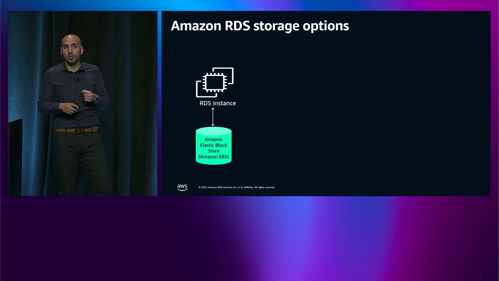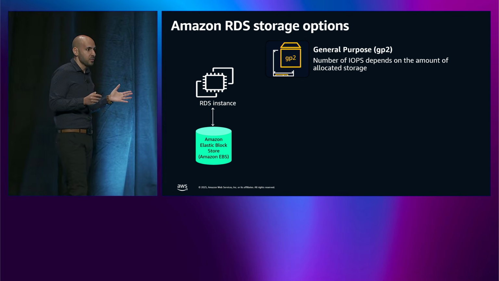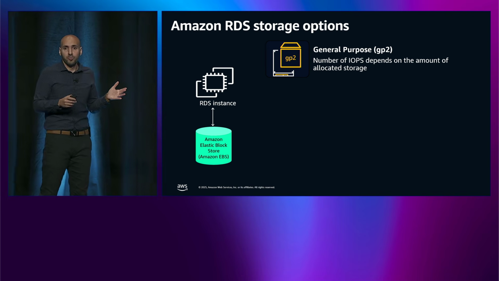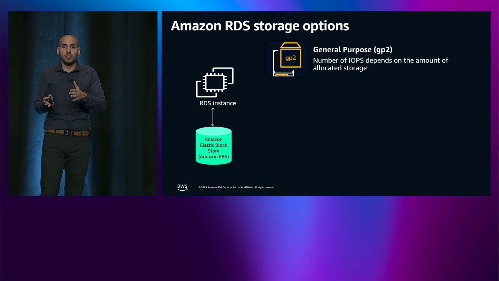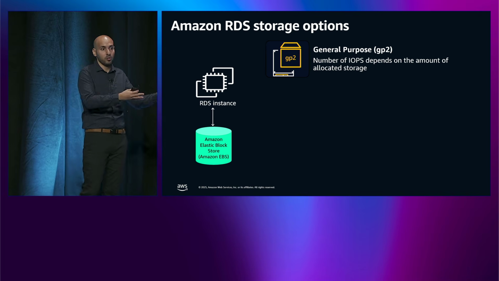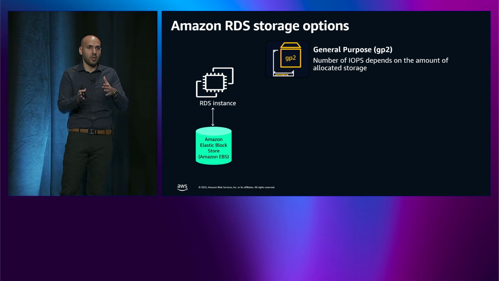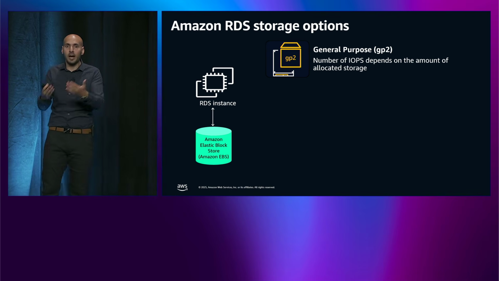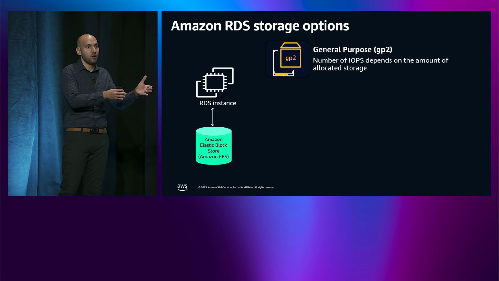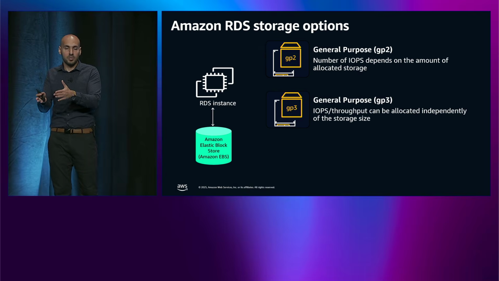In Amazon RDS, you have a range of EBS storage options. GP2 ties the number of IOPS to the amount of storage allocated. So as you allocate more storage to the volume, you will get more IOPS. For example, the ratio is 1 to 3. So for each 1 gigabyte, you get 3 IOPS. 100 gigabytes of volume equals 300 IOPS.